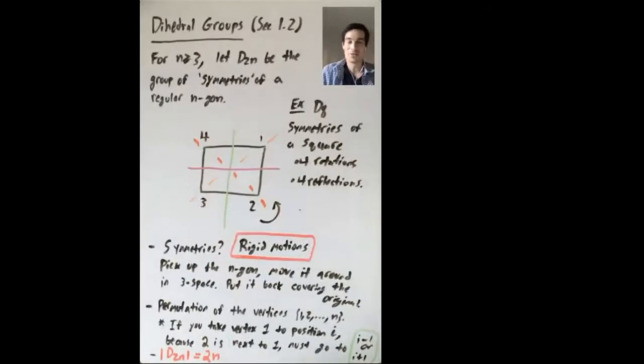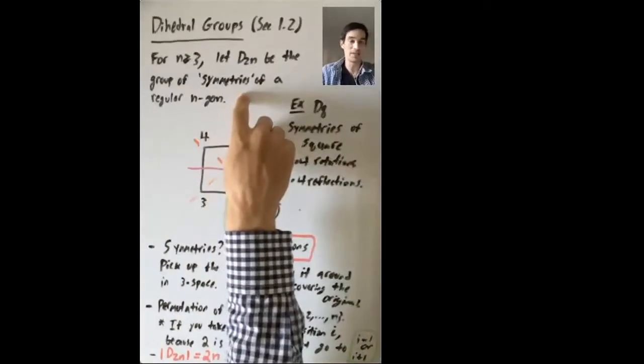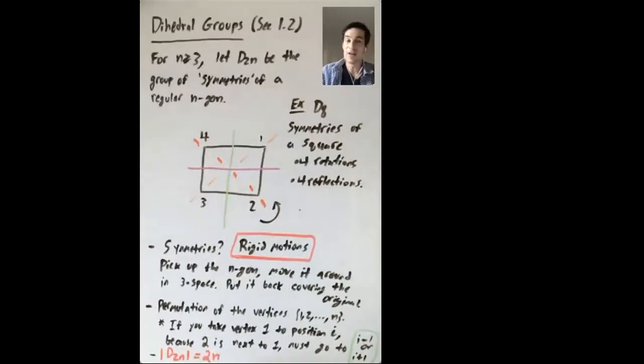So what is this definition really? The group of symmetries of a regular n-gon, that's a little vague. It's a nice informal definition to keep in mind. But these symmetries are really rigid motions of a regular n-gon. But what does that mean?